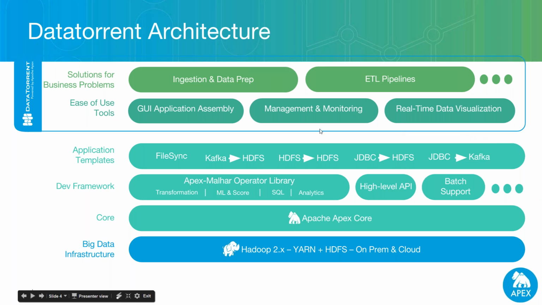On top of it, the top layer is the DataTorrent tools. So the first one is the GUI application assembly. This is the management and monitoring tool for launching and viewing the applications. And also we have real-time data visualization, which is visualizing the data of the applications.